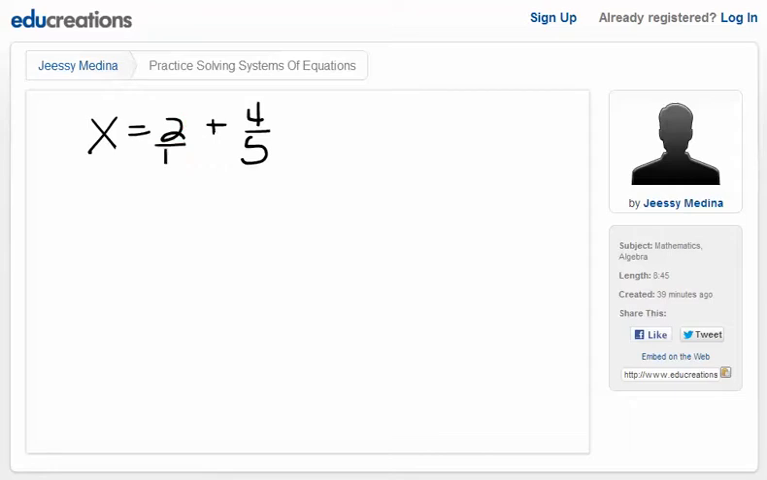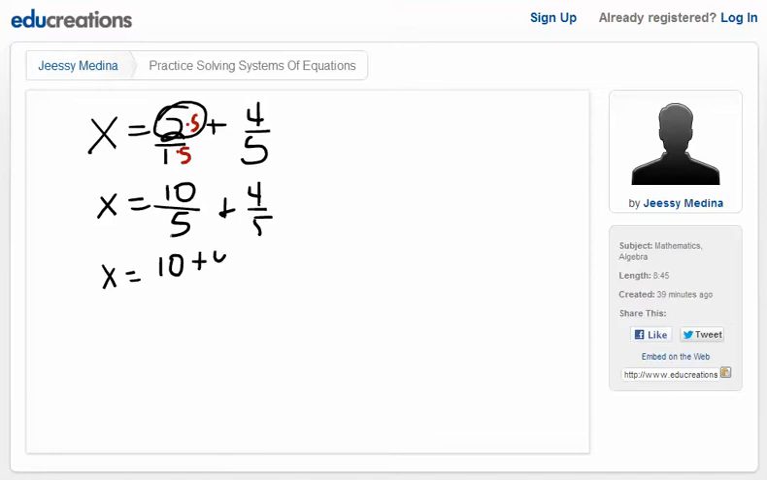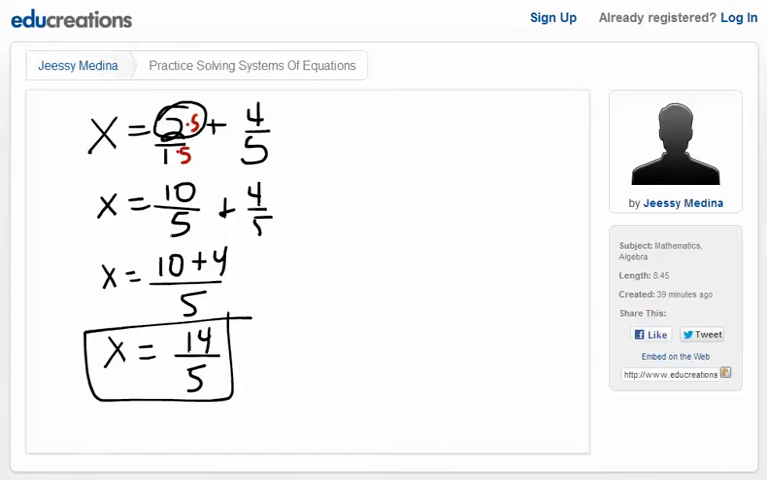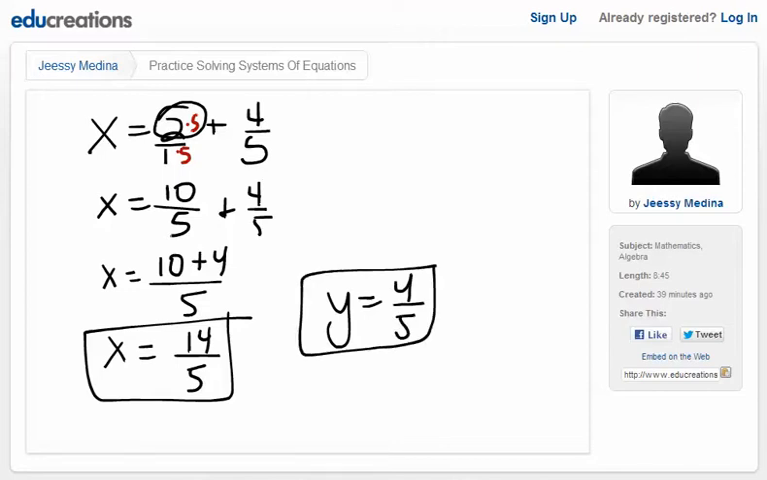Okay, this is 2 over 1, and we want a common denominator. So we're going to multiply top and bottom by 5. So then this becomes 2 times 5 is 10 over 5 plus 4/5. So this is 10 plus 4 over 5. That means x is equal to 14/5. And we had that y is equal to 4/5, and that x is equal to 14/5.